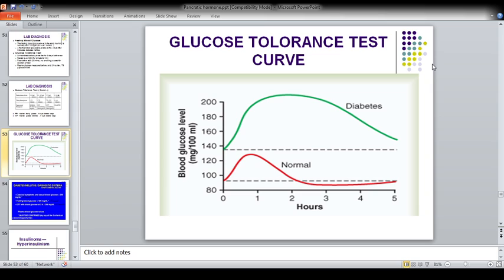So here it is. After 1 hour, a normal person's sugar should be at about this level, 120, 130, and after 2 hours it would get normal. But a diabetic patient would have more than 180 milligram per deciliter sugar in his or her blood after 2 hours.